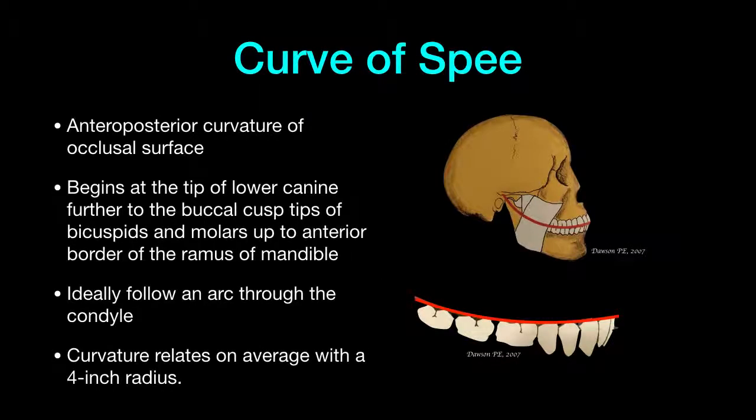Curve of Spee is the anteroposterior curvature of the occlusal surface. It begins at the tip of the lower canine, continues to the buccal cusp tips of bicuspids and molars up to the anterior border of the ramus of the mandible. It would ideally follow an arc through the condyle, and the curvature of this arc relates on average to a 4-inch radius.